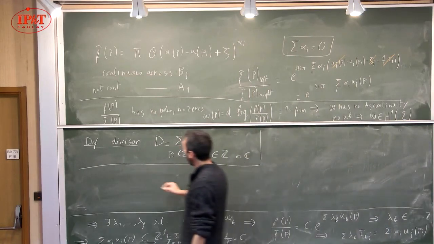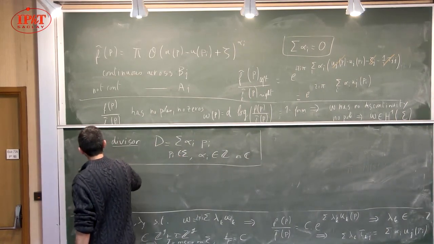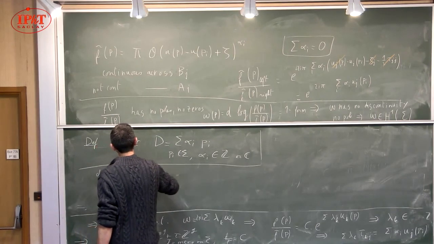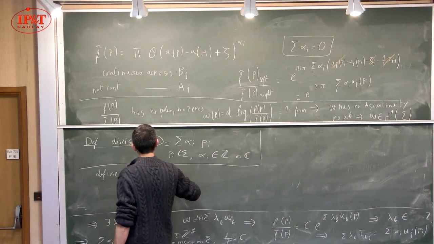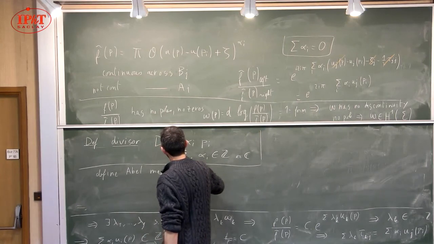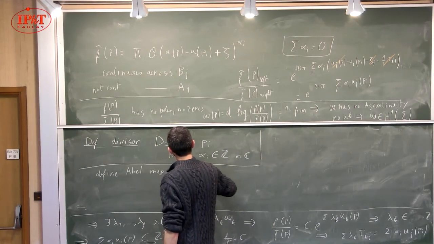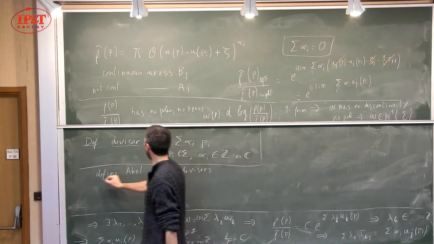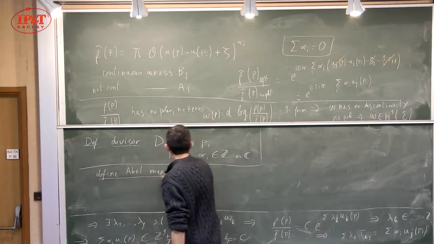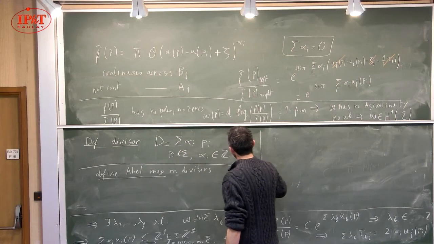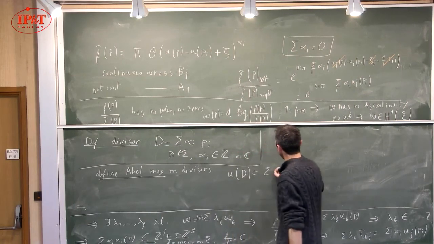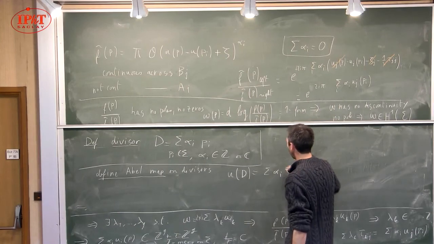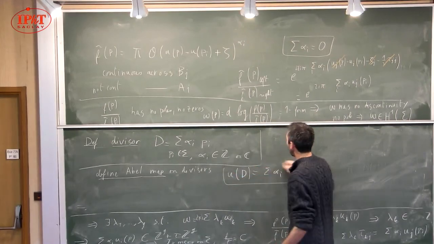We shall define the Abel map on divisors. The p_i have no property at all. We shall define the Abel map on divisors as U of D, by definition, the sum of alpha i U of p_i. So just by linearity.